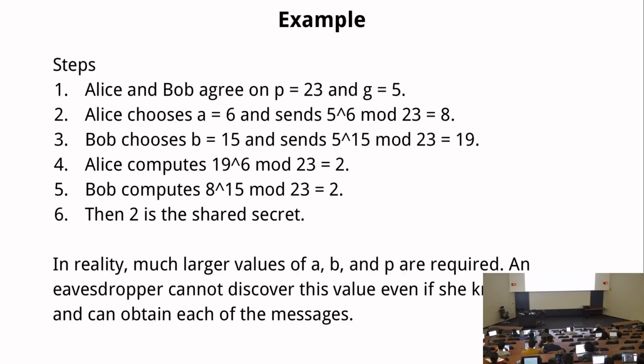Alice will send 8 to Bob. Then Alice gets 19. She will compute 19 to the power of 6 mod 23 and get the number 2. Bob will do the same thing, also getting the number 2. The number 2 is the shared secret. So obviously, in reality, those numbers are going to be very big numbers, very difficult to guess. If you just want to do brute force, it will take a long time to guess.